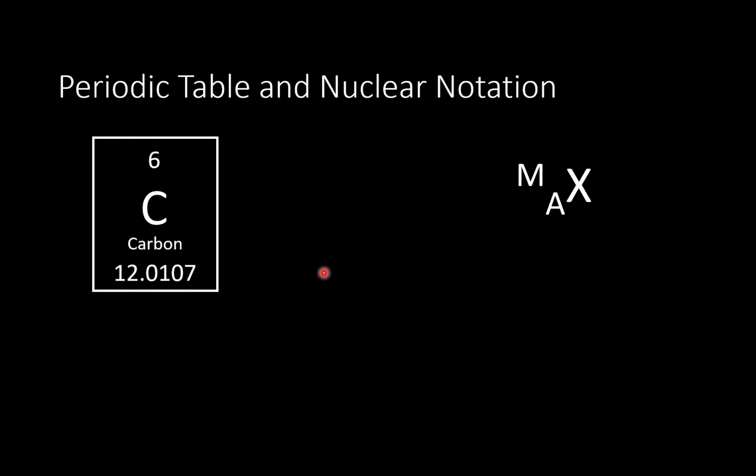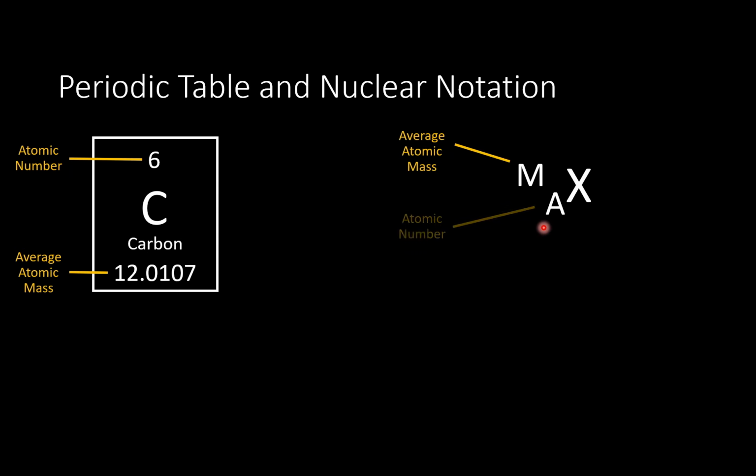The periodic table notation provides us with 2 important properties about an element: the atomic number and the average atomic mass. The reason we call it an average will be discussed in a future video. With nuclear notation, the top number, which is denoted as m, represents the element's mass number. The bottom number, denoted as A, represents the element's atomic number, and this X represents the element's symbol.